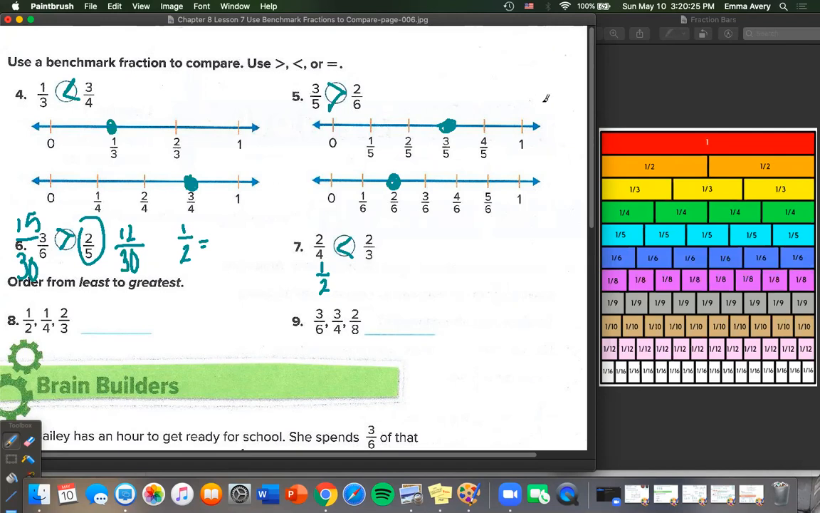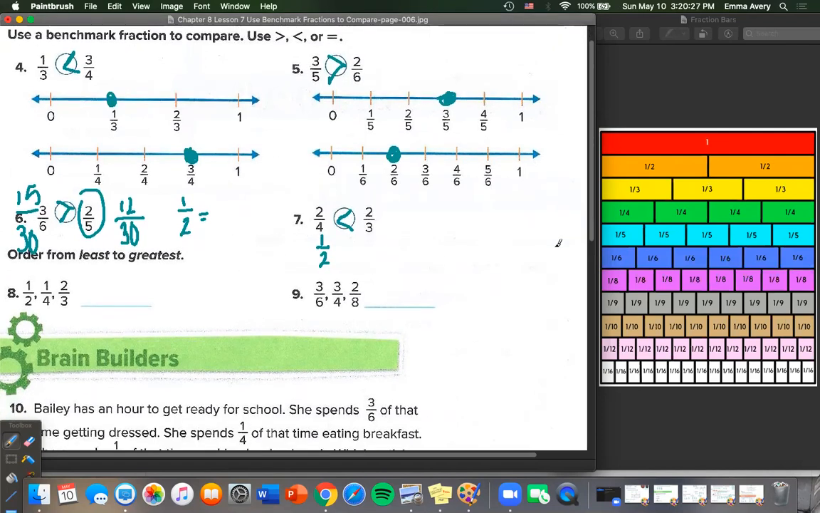Now we're going to order from least to greatest. We have 1/2, 1/4, and 2/3. Well, our benchmark in the middle is 1/2. Now 1/4, we can use our numerator trick and see 1/4 is less than 1/2, which leaves 2/3 greater than, and we already know that from number 7.